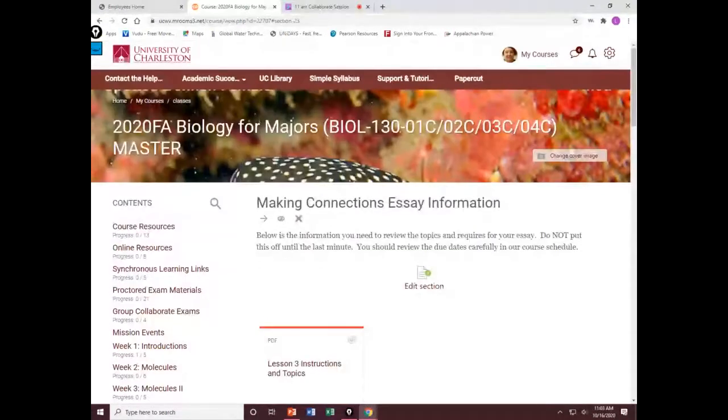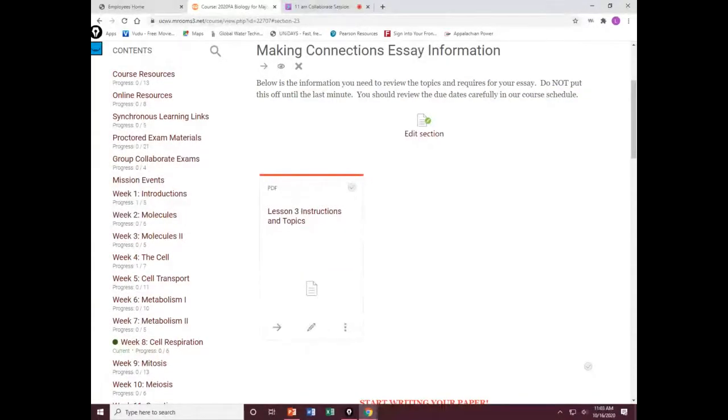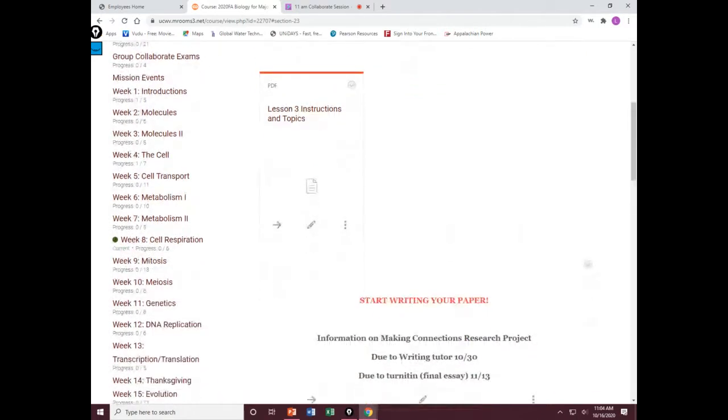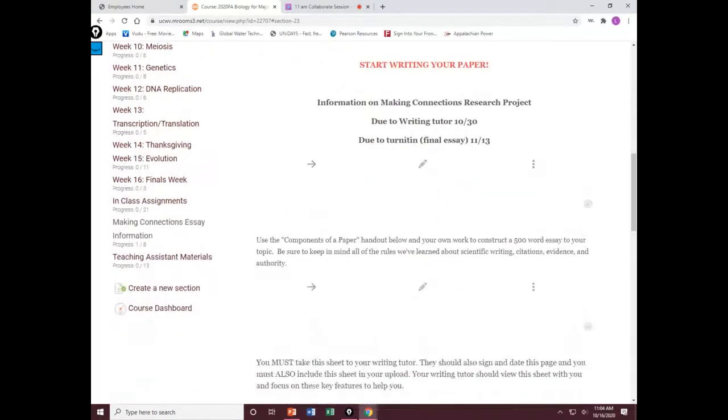But the tab I want to be in is the Making Connections essay information tab, right? So this is all of the stuff that you need in one convenient location to write your paper. You see at the top is the PDF way back that we used to build our topics for lesson 3. So that's still there if you want it. But then below that is some other important information. So we see that we have some important deadlines for paper writing. We see we're still a month out for our paper.